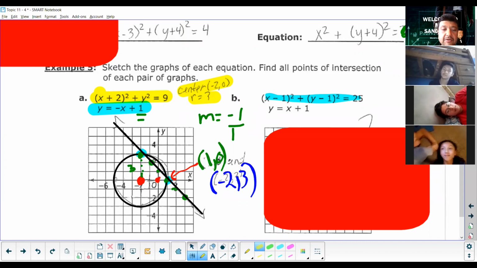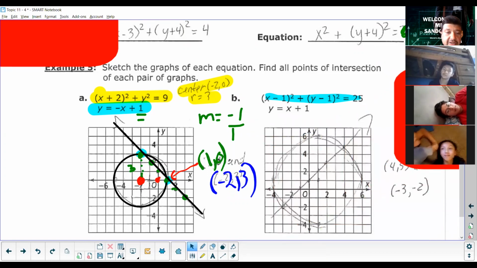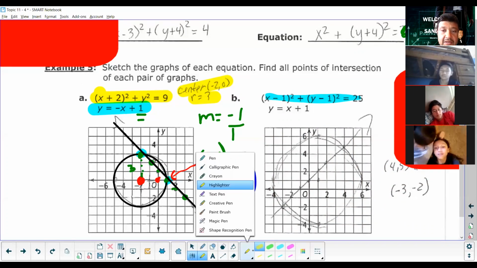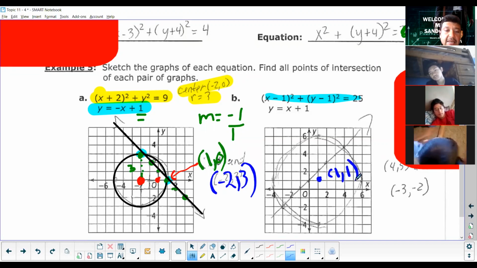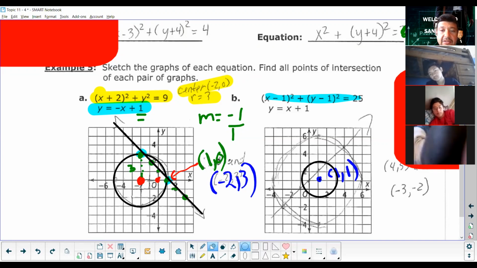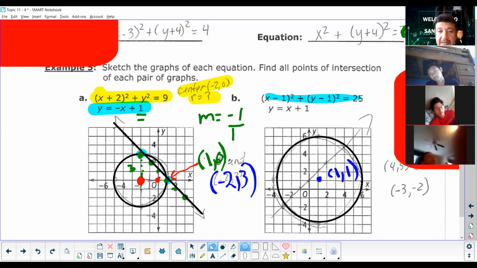Excellent. All right, so we're going to start with this. Okay, so just like you said, I'll start with the center, which you said was 1, 1, right? Mm-hmm. So here's 1, 1. And then afterwards, I'll go ahead and try to draw the circle better with the radius of 5. Let's see.